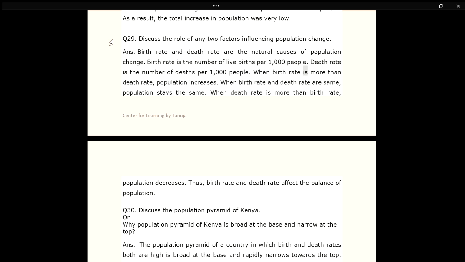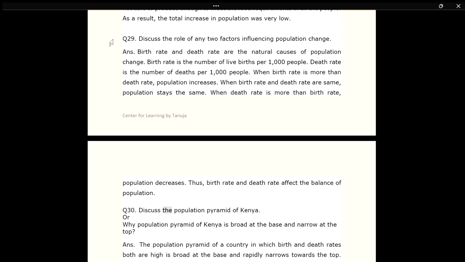When birth rate is more than death rate, population increases. When birth rate and death rate are the same, population stays the same. When death rate is more than birth rate, population decreases. Thus, birth rate and death rate affect the balance of population.